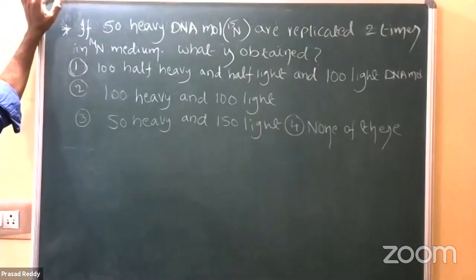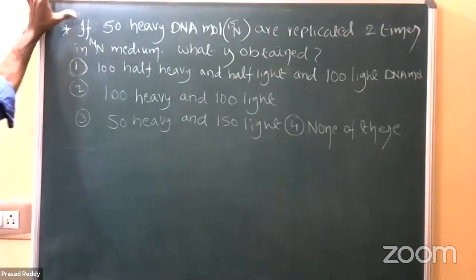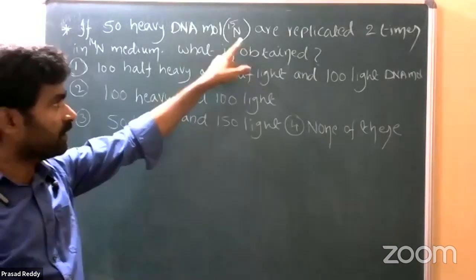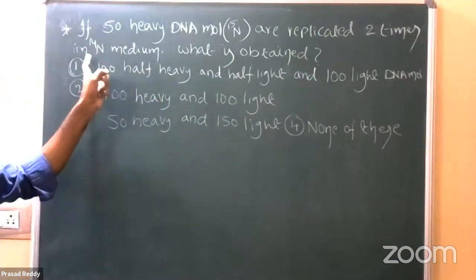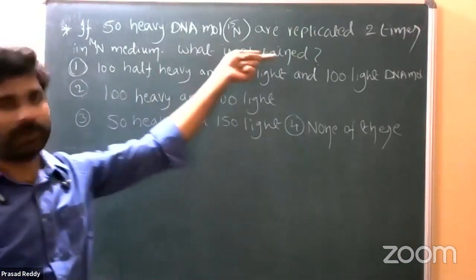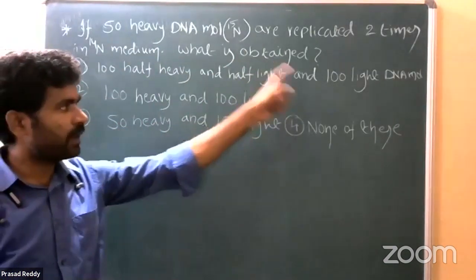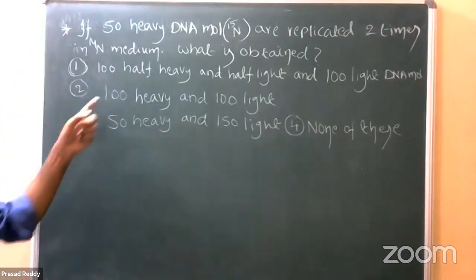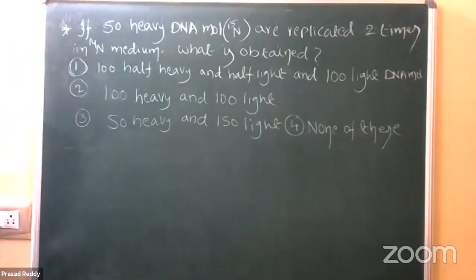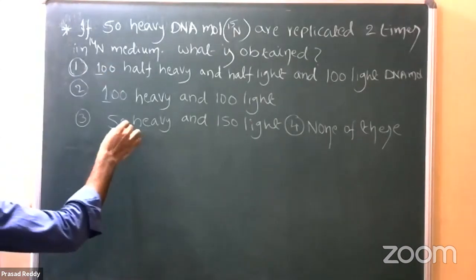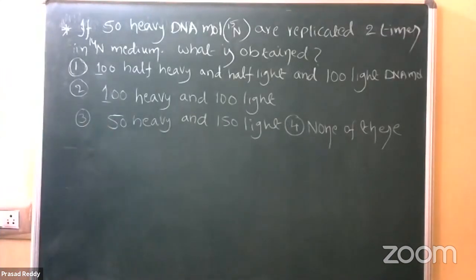Read that question carefully. If 50 heavy DNA molecules, meaning DNA molecules having the N15 isotope, are replicated two times in N14 medium, what is obtained? First option: 100 half heavy and half light and 100 light DNA molecules. Second option: 100 heavy and 100 light. Third option: 50 heavy and 150 light DNA molecules. And fourth option: none of this.